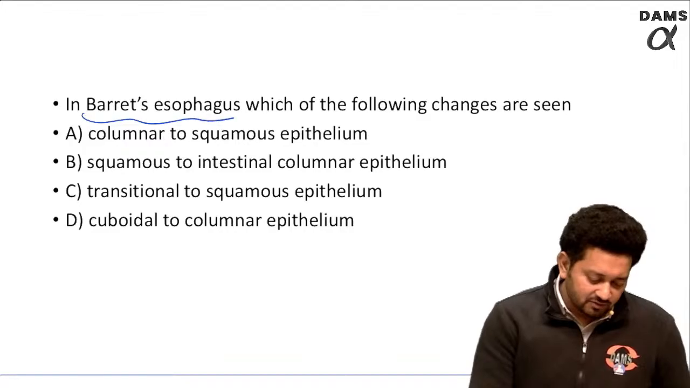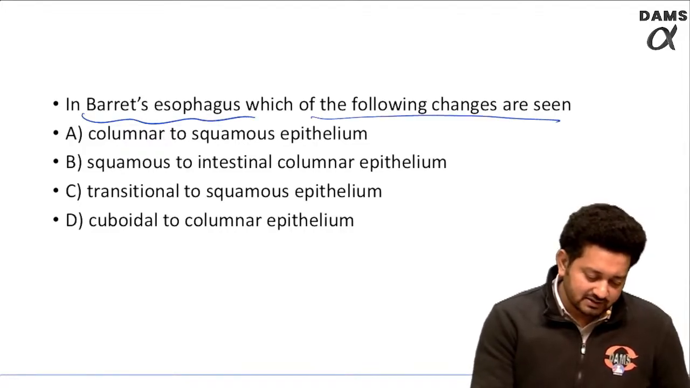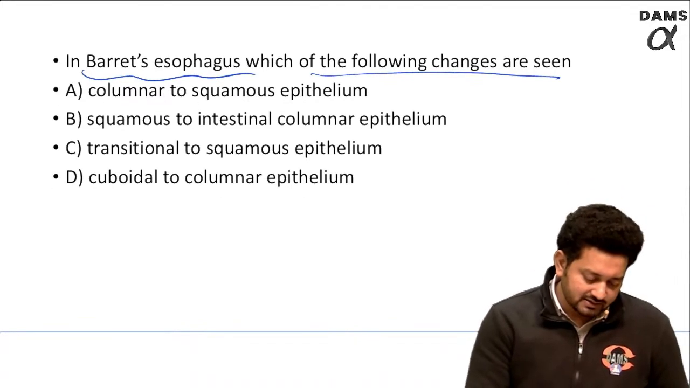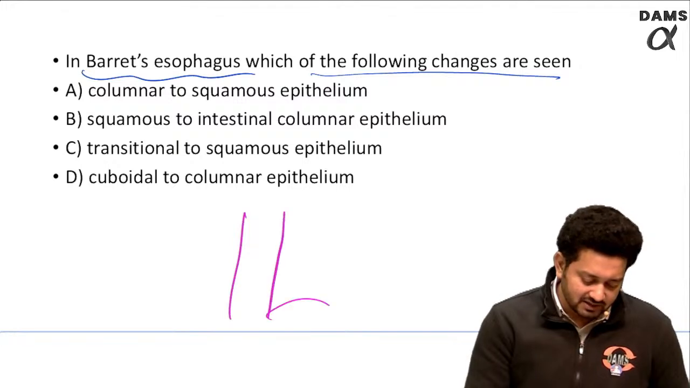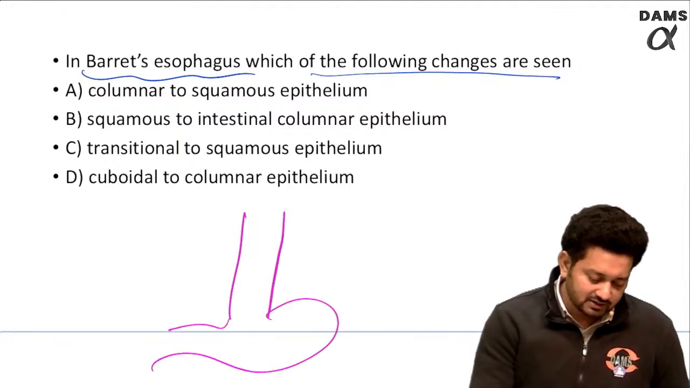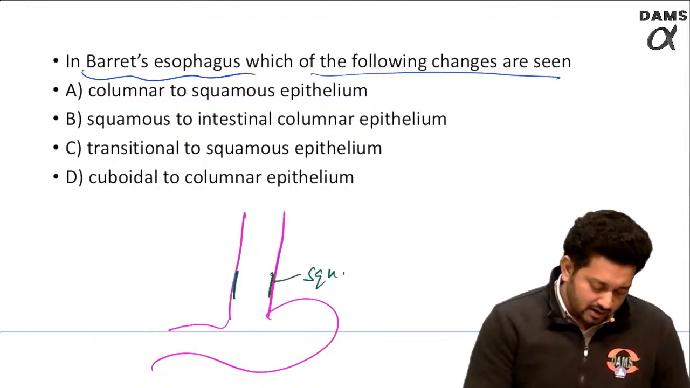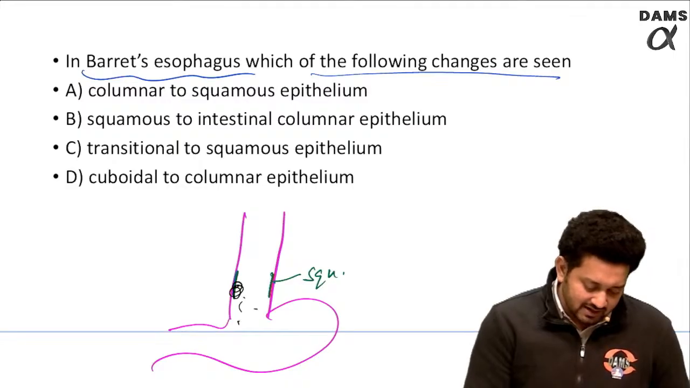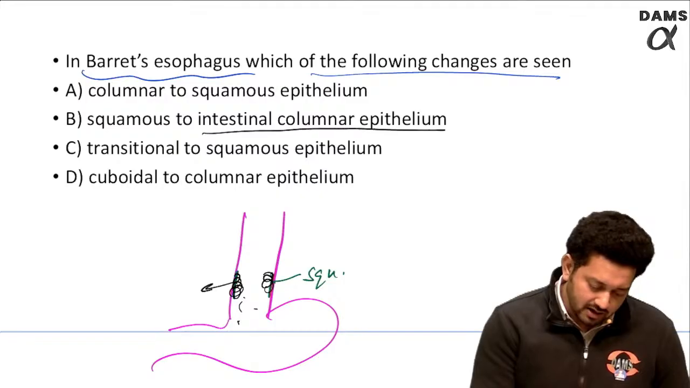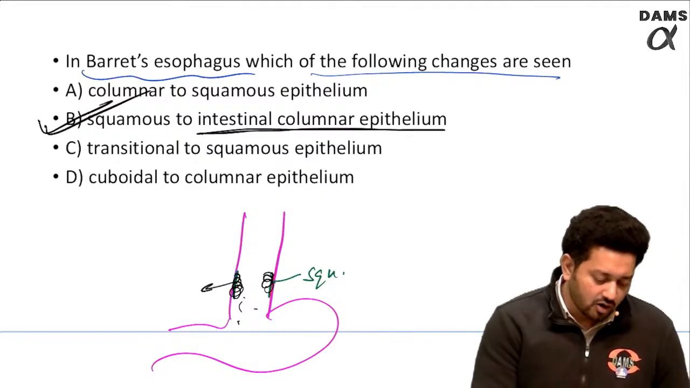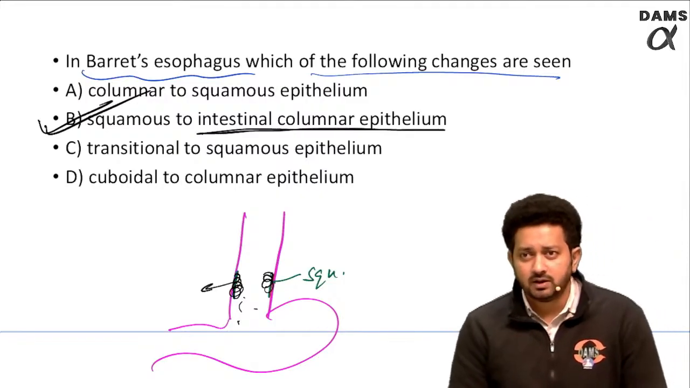In the Barrett's esophagus, which of the following changes are seen? So in the Barrett's esophagus, that is mainly because of GERD in the lower end of the esophagus, where the mucosa is normally squamous epithelium. Now because of the acid, this starts changing to the intestinal columnar epithelium, and you will see the goblet cells if you do the biopsy.